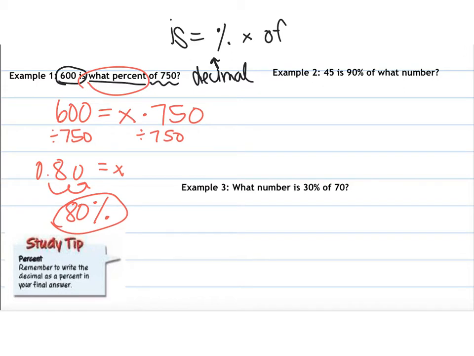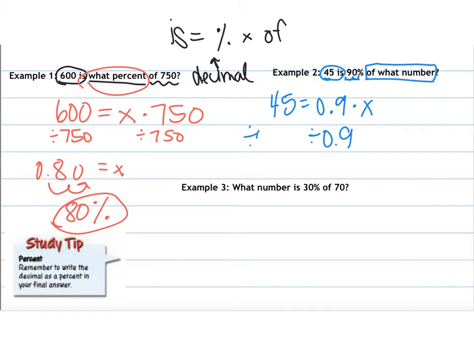Next one, 45 is 90% of what number? So the of is what we are looking for. That's where we'll plug in our variable. So 45 is on our left side. Now we need to do the percent as a decimal. So 90%, move the decimal 2 back, would be 0.9 times the of. That's what we're trying to find. So for here, we are going to divide both sides by 0.9.